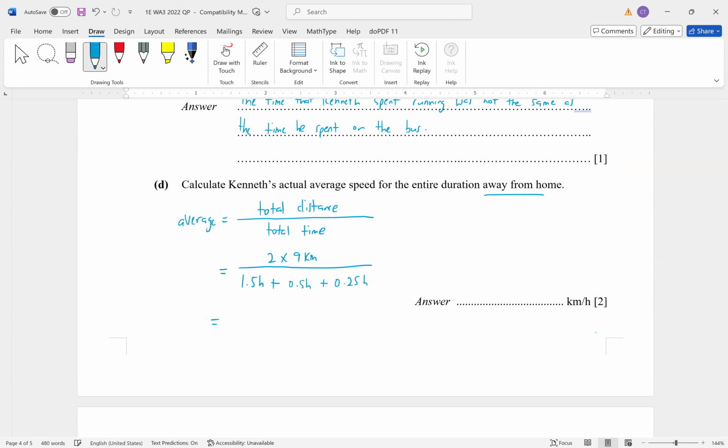So you can calculate it this way. All right. So it will be 18 divided by 2.25. Okay, so that will be 8 kilometers per hour, the average speed. Okay, 8 kilometers per hour. Right? Okay, so this would be the answer for this question. So average speed is total distance over total time.